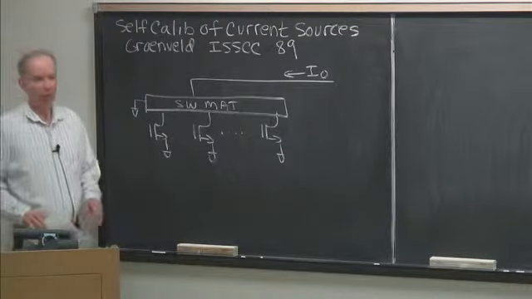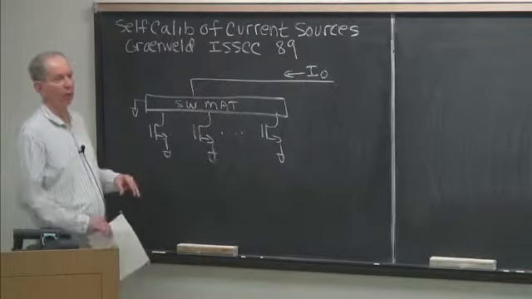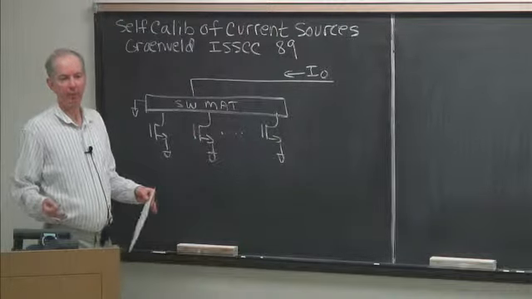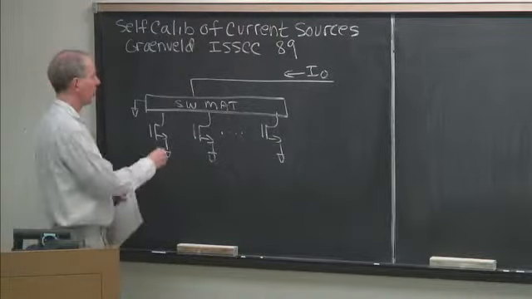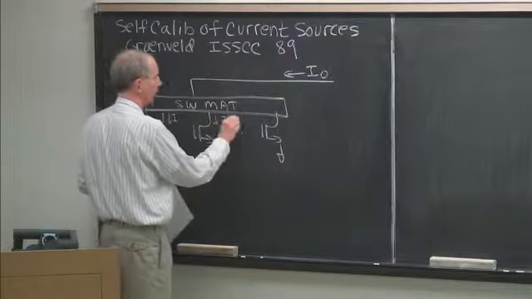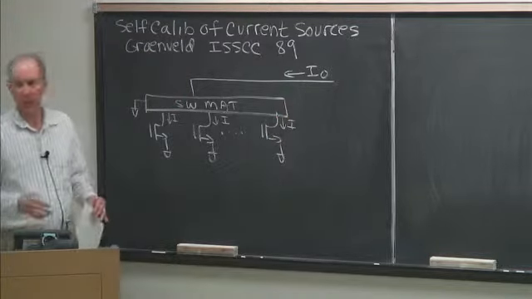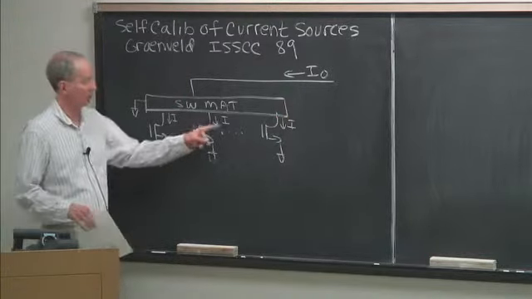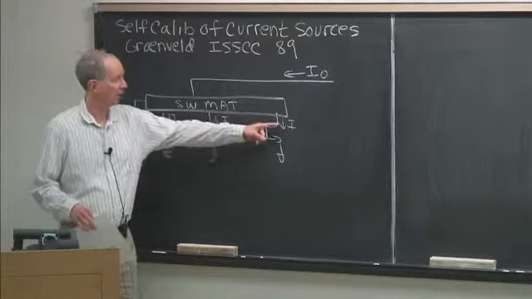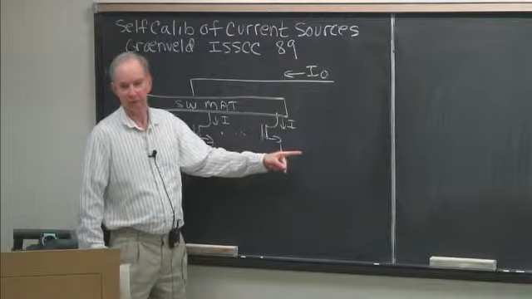Now, normally what you would do is you would connect all these gates together. And what you'd be hoping is that you have perfect matching on the transistors so that all these currents are equal. So let's say we want all these currents to be equal to I. But the problem is that what happens in practice is mismatch among the transistors causes the currents to be different if all the gate voltages are identical.